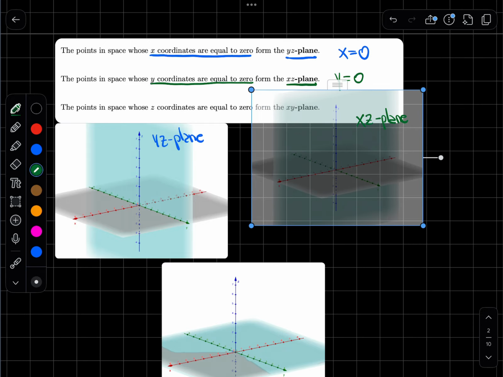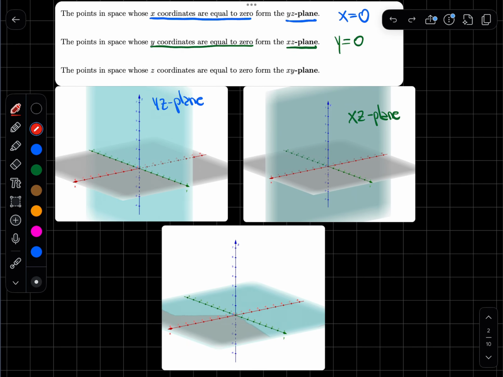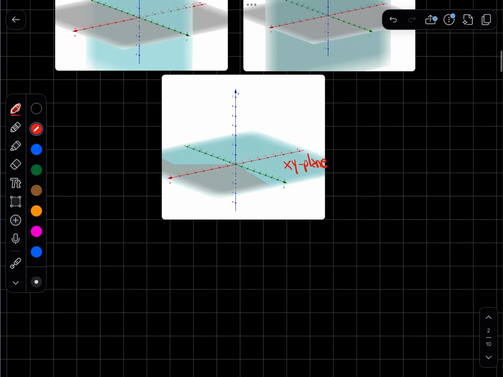And lastly, you have when z equals 0, which would be the floor, the ground in your room, right? The room you're imagining. Whenever the z coordinate equals 0, that means you don't have any height to the points you're talking about. So this is called the xy plane. So z is 0, don't say it. Okay? You have to be able to talk about these planes as they are given right now.